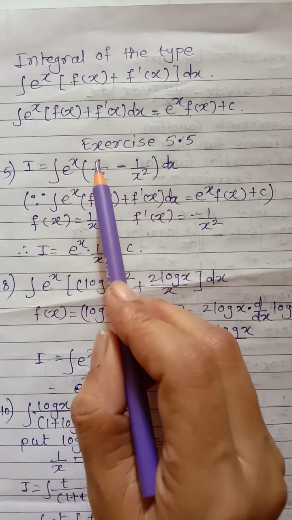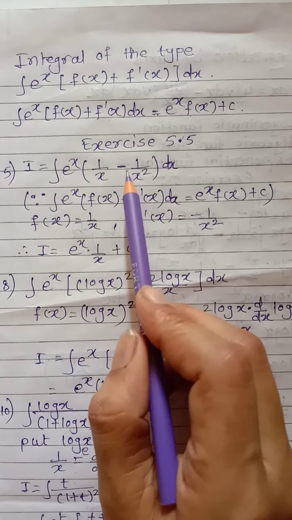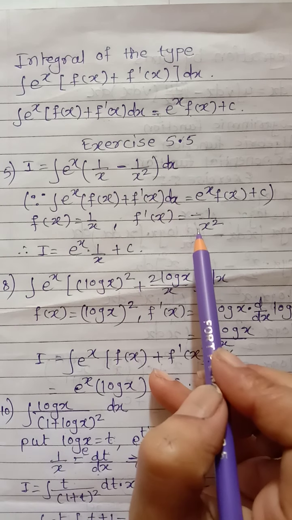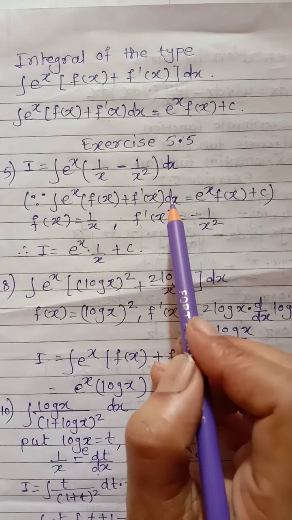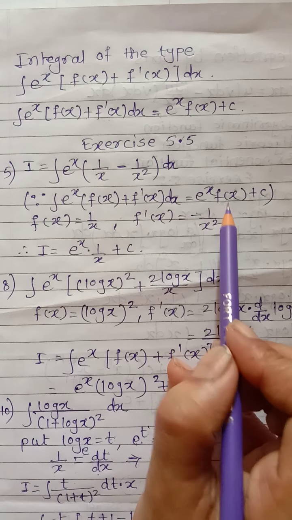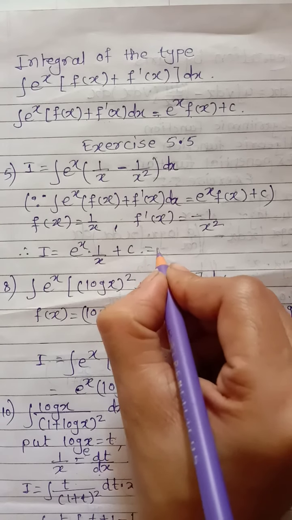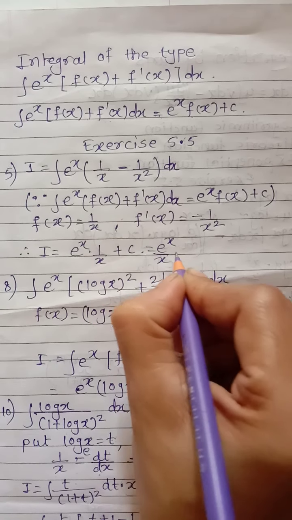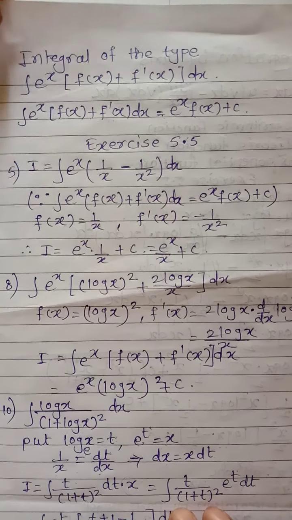See, this is in the form of this. 1 upon x is your f of x, plus minus 1 upon x square. This is in the form of e^x (f of x plus f dash x) into dx. So its formula is what? e^x into f of x. But what is your f of x? It is 1 upon x, plus c. So finally your answer is e^x upon x plus c. Understood this? Now go to your next sum.